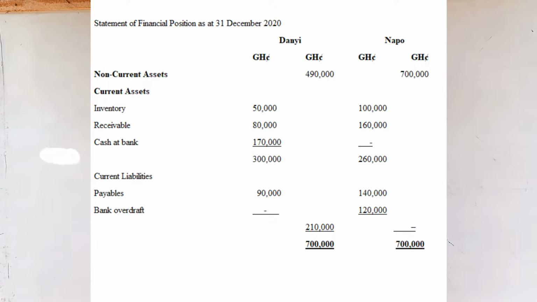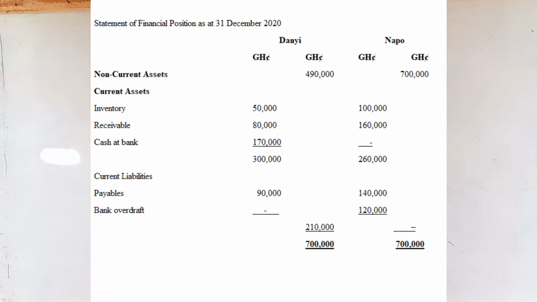You can also see that as for the non-current assets, it is given in total. We can't talk much about it. But with the working capital issues, you can see that NAPO has so much in inventory. You see, the inventory on the statement of financial position is the closing inventory. That is why we've been giving the opening inventory in the additional information.